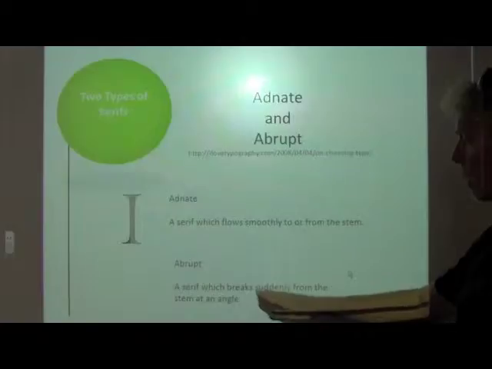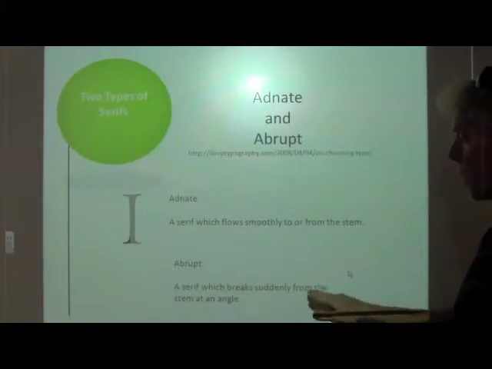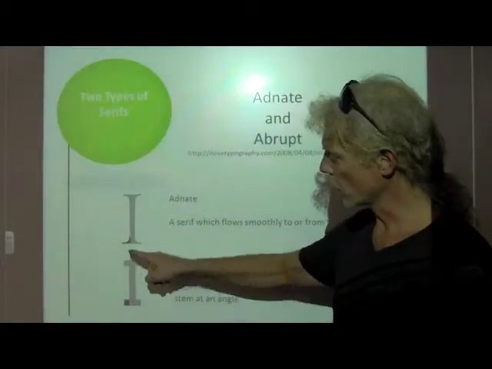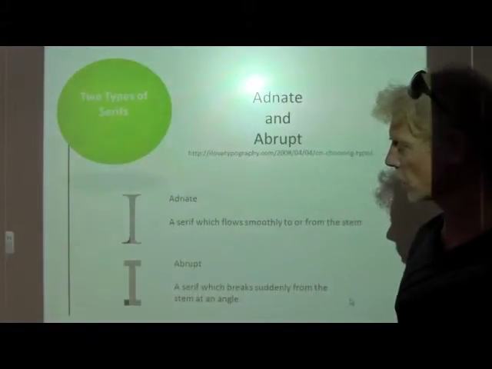Abrupt is a serif which breaks suddenly from the stem at an angle. And there is an example right there. So when you compare the two, it's very easy to see which is abrupt and which is adnate.